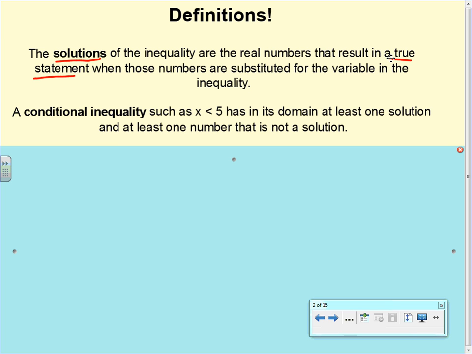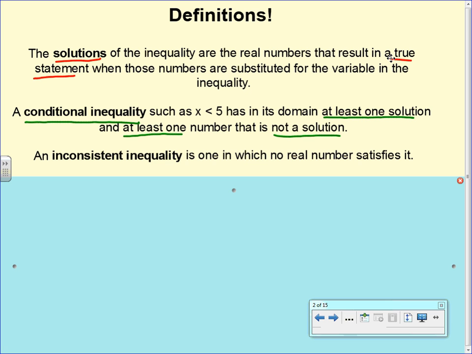First one is a conditional inequality. A conditional inequality has at least one solution and at least one number that is not a solution. So conditional means some are, some are. Okay, so we have at least one answer and at least a number in the real world that is not a solution.